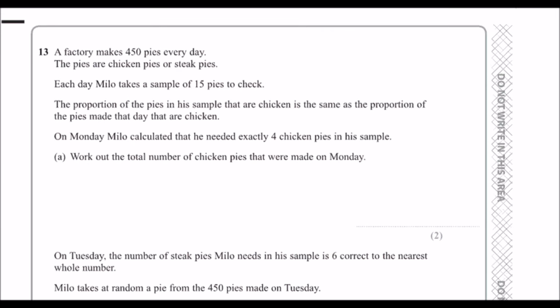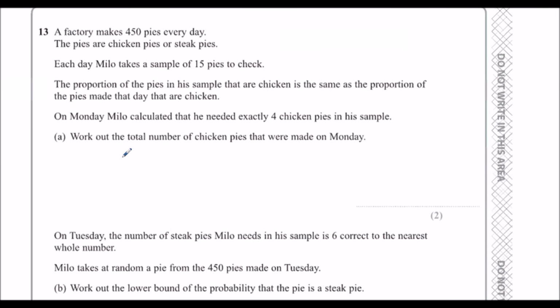Okay, question 13. A factory makes 450 pies every day. The pies are either chicken pies or steak pies. Each day Milo takes a sample of 15 pies to check. The proportion of the pies in his sample that are chicken are the same as the proportion of the pies made that day that are chicken. So on Monday, he needed exactly 4 chicken pies. So his sample is 15 and 4 of them are chicken.